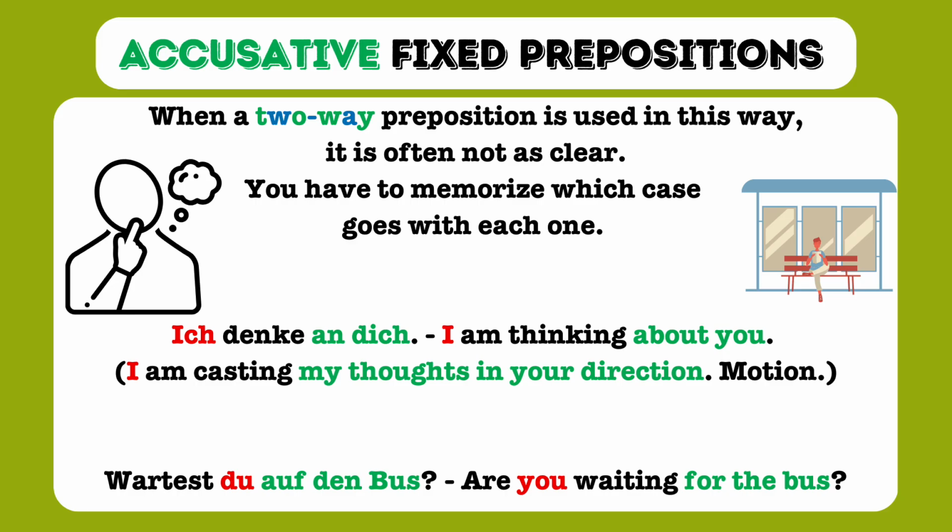Wartest du auf den Bus? Are you waiting for the bus? If you're waiting for something in German, first of all, we don't say für, we say auf. And second of all, it uses the accusative case because it does. I don't actually have a good reason for why. This is just auf den Bus, because waiting for something in German uses the preposition auf with the accusative case.